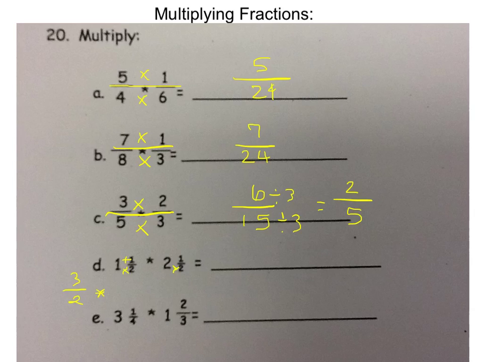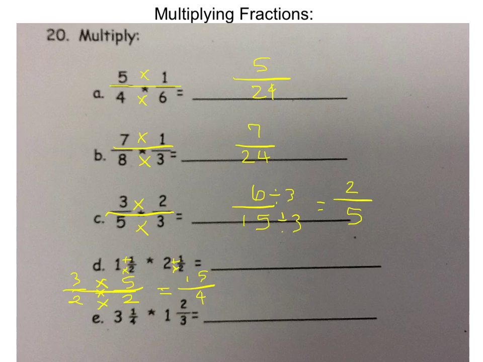I'm multiplying the whole number of 2 by the denominator of 2, what it's broken into. 2 times 2 is 4, plus 1 is 5. So my new multiplication problem is 3 halves times 5 halves. And then I can multiply the numerators, 15, and multiply the denominators, 4.